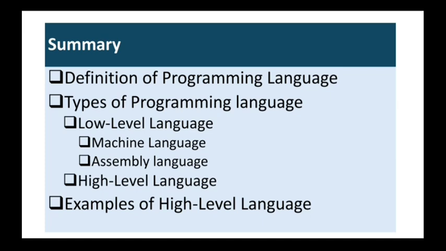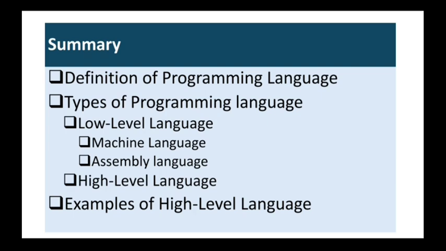So far, we have talked about the definition of programming language and the types of programming language, which are low-level language and high-level language. Then we said low-level language is divided into two: machine language and assembly language. We said machine language is the language of the computer written in binary form, that is zeros and ones, while assembly language is the language written in mnemonics or symbolic form.